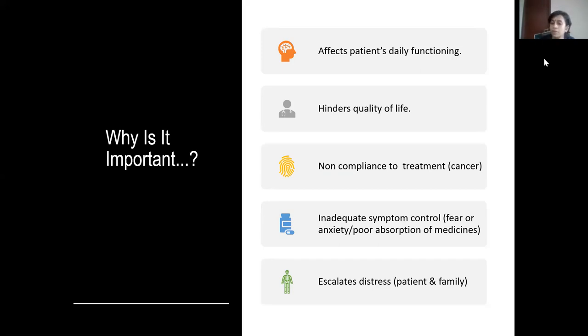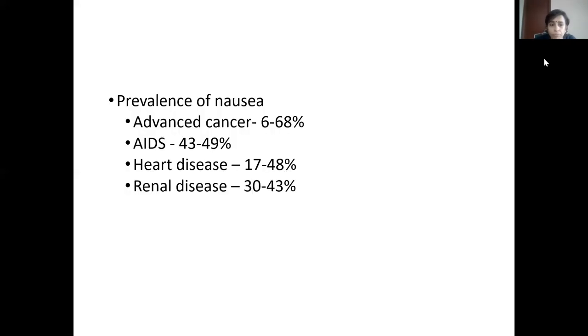It will cause distress in the family members. But of course, patients will also be worried: I am unable to eat. I want to eat. I'm continuously vomiting. And how prevalent is nausea? We know that in cancer, we always talk about nausea and vomiting.